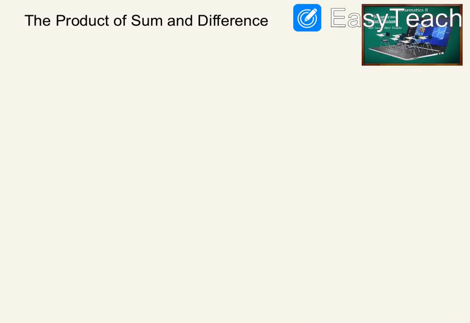Okay, so this is the second topic for special products. So ang tawag dito ay the sum of or the product of sum and difference. So dito sa product of sum and difference, bigyan natin ng pattern. So yung pattern nito ay something na, let us say we have a plus b for the sum, tapos you're going to multiply it by a minus b.